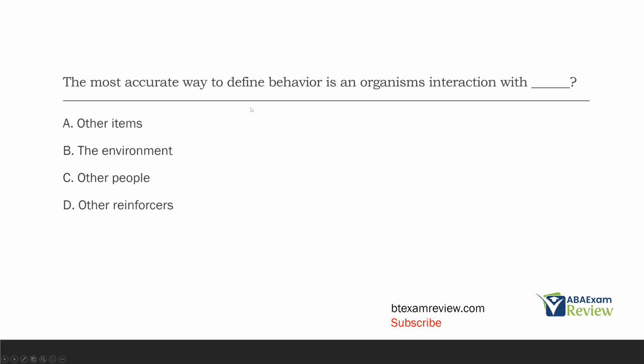The most accurate way to define behavior is an organism's interaction with what? All right, finish with a little easy definition question, right? How do we define behavior? What is behavior? It's an organism's interaction with other items, the environment, other people, or other reinforcers. What do we know about items, people, and reinforcers? Well, we know those are all parts or things in the environment. So behavior is simply an organism's interaction with the environment.